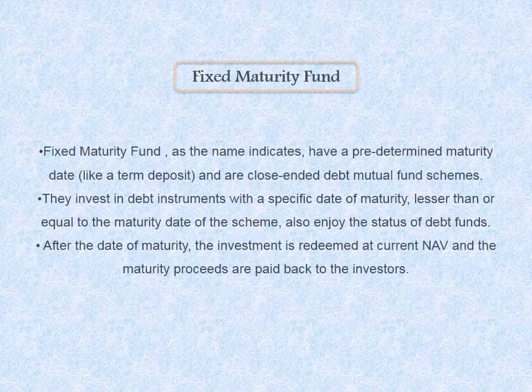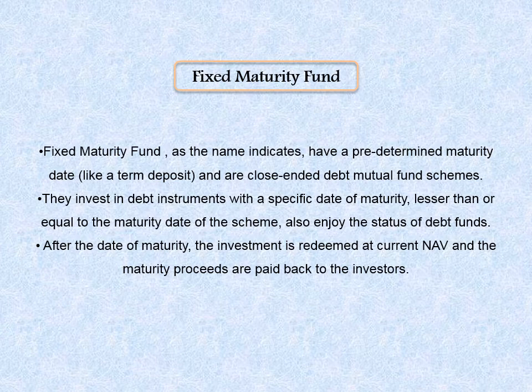Fixed maturity fund. Fixed maturity funds, as the name indicates, have a predetermined maturity date, like a term deposit, and are close-ended debt mutual fund schemes. They invest in debt instruments with a specific date of maturity, lesser than or equal to the maturity date of the scheme. They also enjoy the status of debt funds. After the date of maturity, the investment is redeemed at current net asset value, NAV, and the maturity proceeds are paid back to the investors.